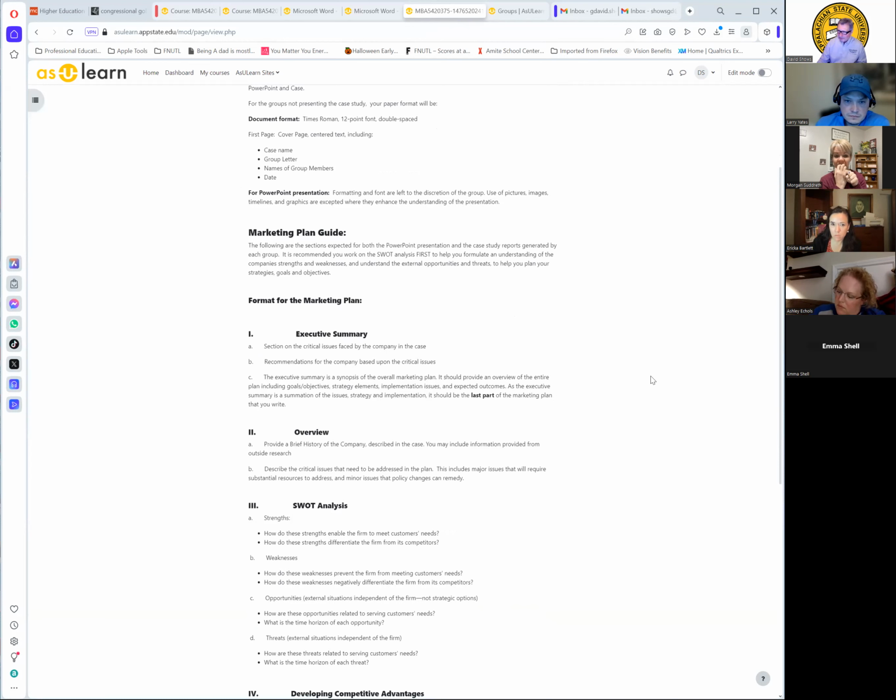and this is the format of the marketing plan. So the very first slide, 1 or 2 slides, is what is known as the executive summary. You'll have a first slide that talks about whatever case you're on, the group members, and the group letter. Right after that, you're going to have the executive summary. So the executive summary is the section where all the critical issues that are faced with the company in the case are listed here, and the recommendations.